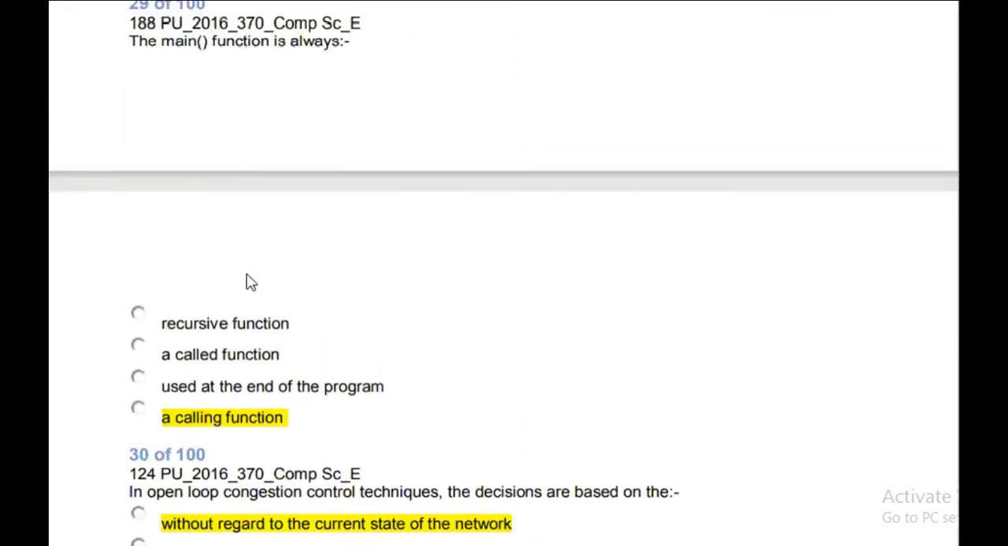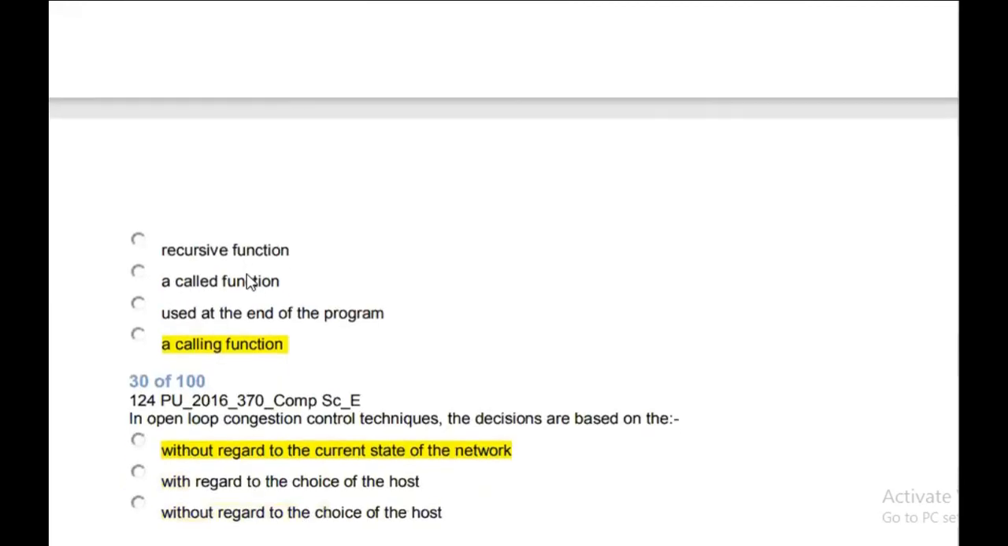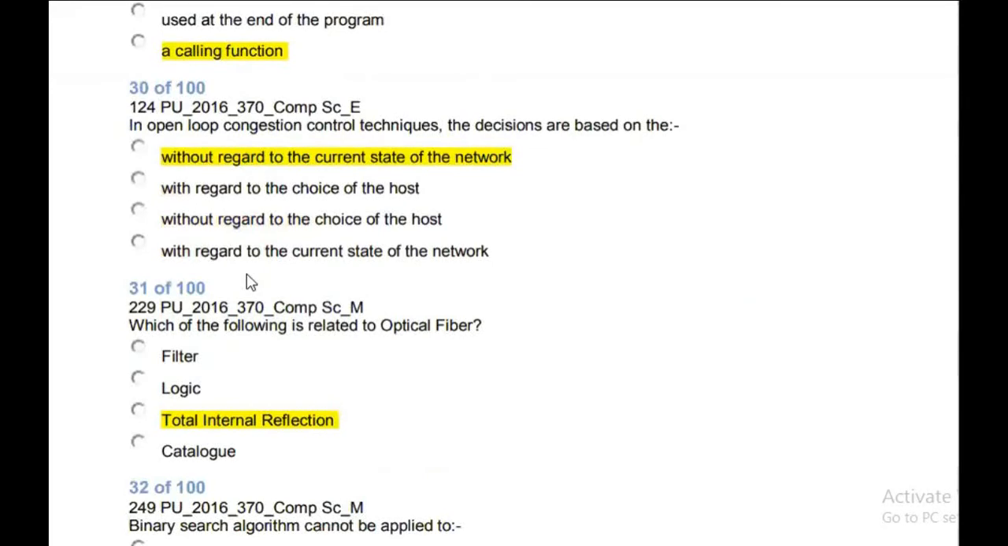Next question. Question number 29. The main function is always a calling function. Option D is correct.